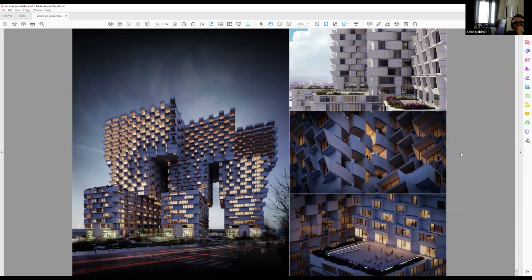Yes, and actually, this is my next question. How do you see your role as a multidisciplinary designer evolving in the next few years?